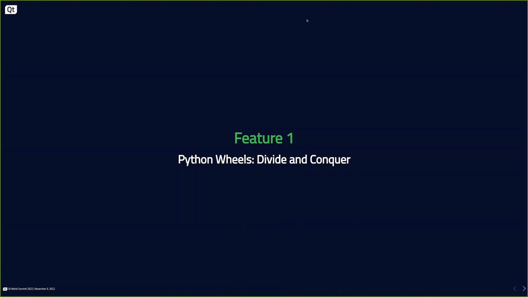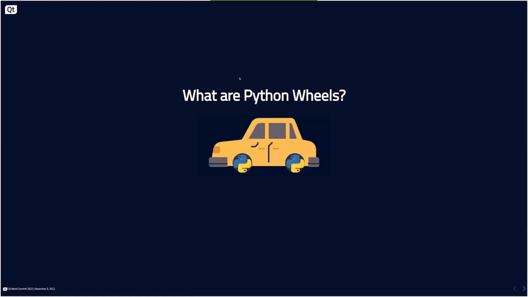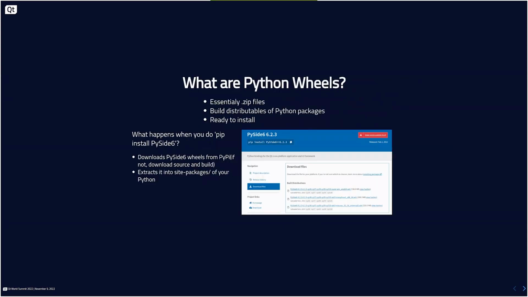Now that you have a basic introduction to Qt for Python and what the benefits are, let's talk about the top 5 features which I think are really cool in the newer releases of Qt for Python. First feature I want to talk about is the Python wheels. I call it Python wheels: divide and conquer. So what exactly are Python wheels? I'm sure that many of you are imagining this right now, but these are not the wheels that I had in mind.